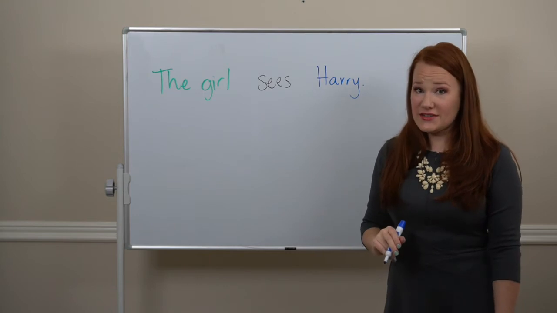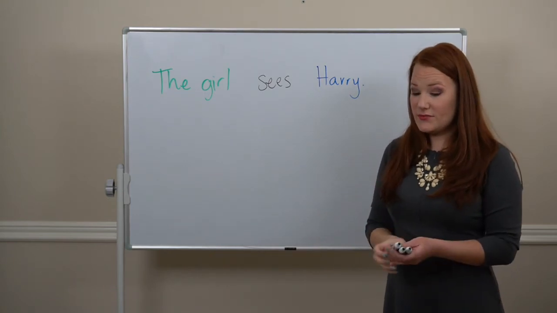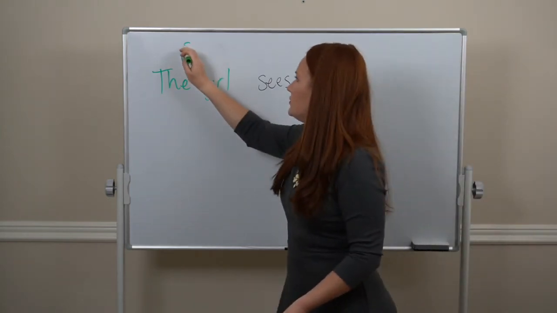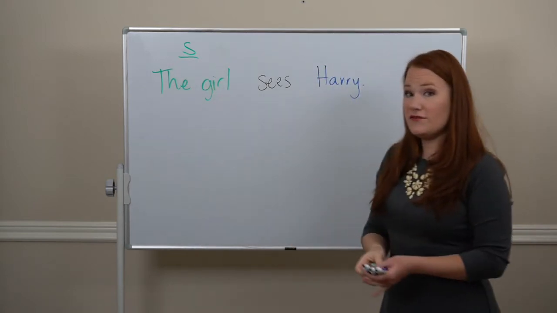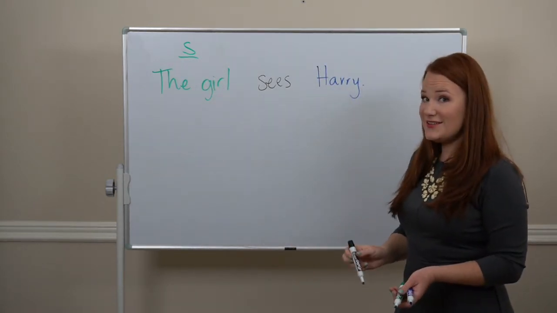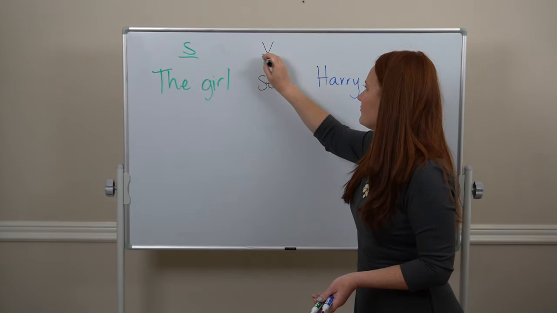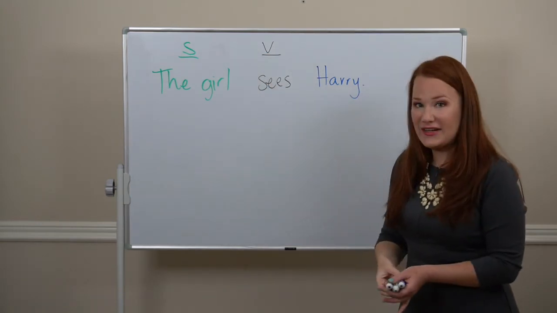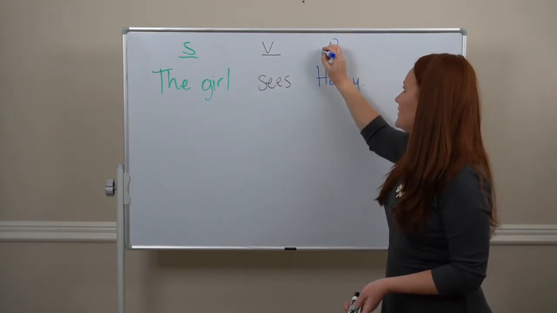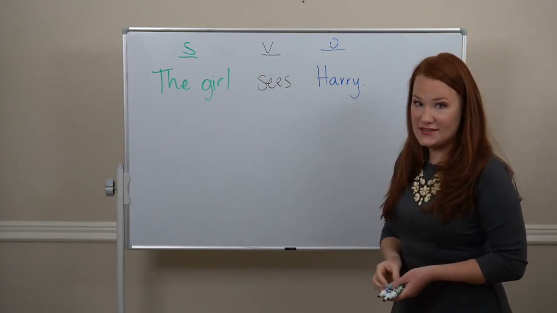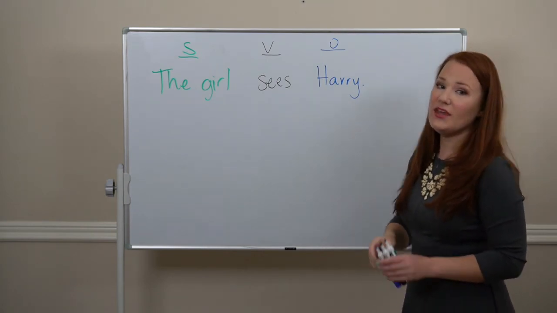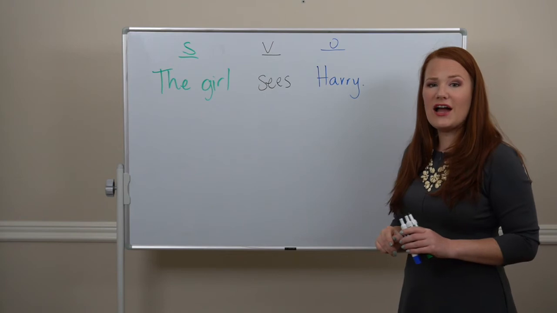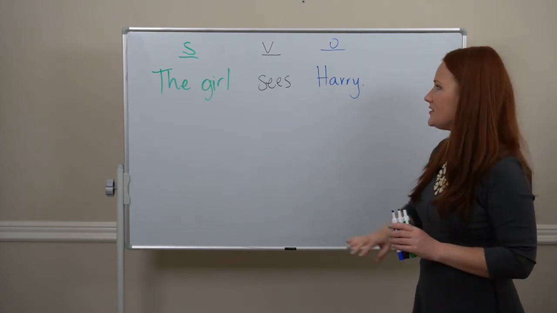Which word here is our subject? The girl. So the verb is sees. And Harry is our direct object. The girl sees Harry. Now, a while ago, we talked about subject pronouns.